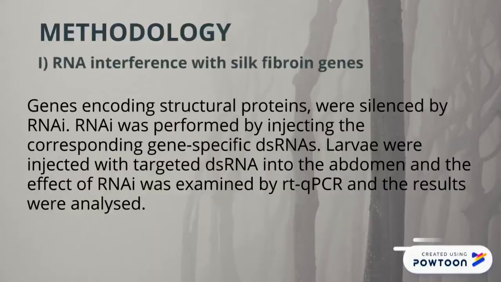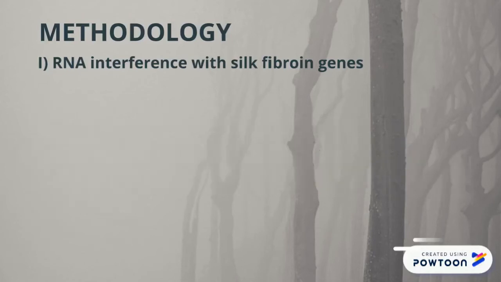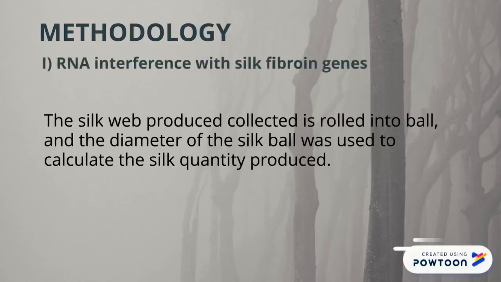RNA interference with silk fibroin gene. Genes encoding structural proteins were silenced by RNAi. RNAi was performed by injecting the corresponding gene-specific double-stranded RNA. Larvae were injected with target double-stranded RNA into the abdomen, and the effect of RNAi was examined by RT-qPCR, and the results were analyzed. The silk web produced was collected and rolled into a ball, and the diameter of the silk ball was used to calculate the silk quantity produced.